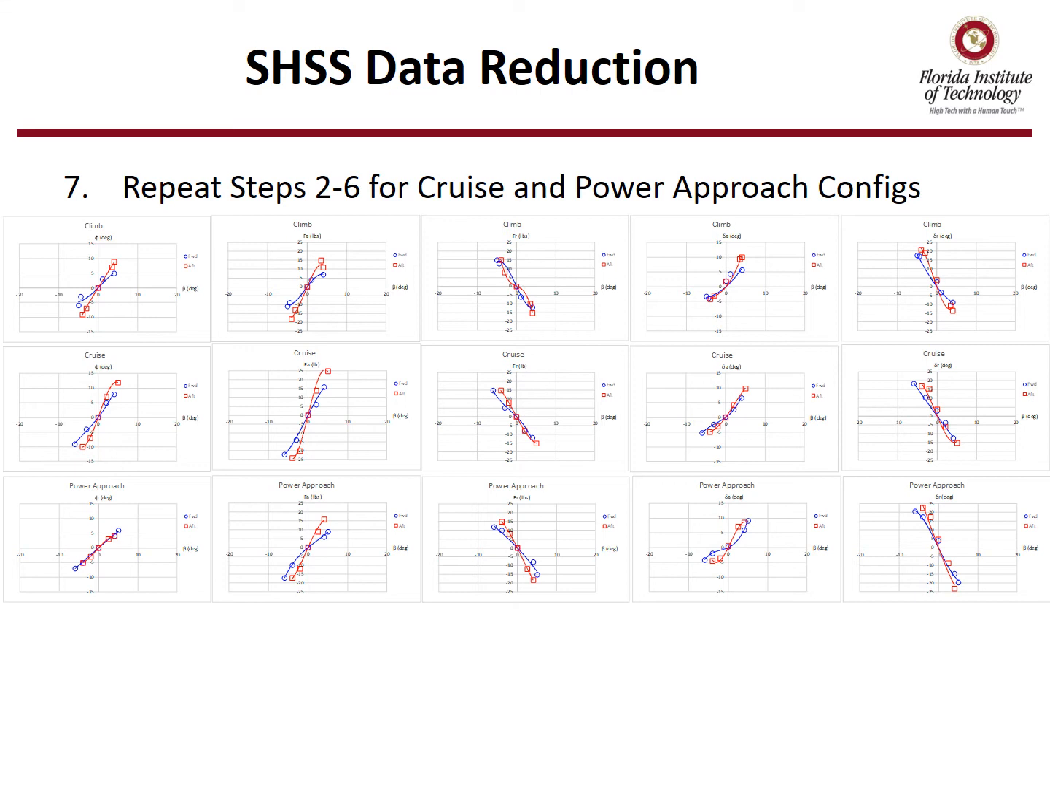So as you can see here, the top row is all the climb plots, the middle row is all the cruise plots, and the bottom row is all the power approach plots. And you'll need one for bank angle, aileron force, rudder force, aileron deflection, rudder deflection, and all of them are plotted against side slip angle beta.